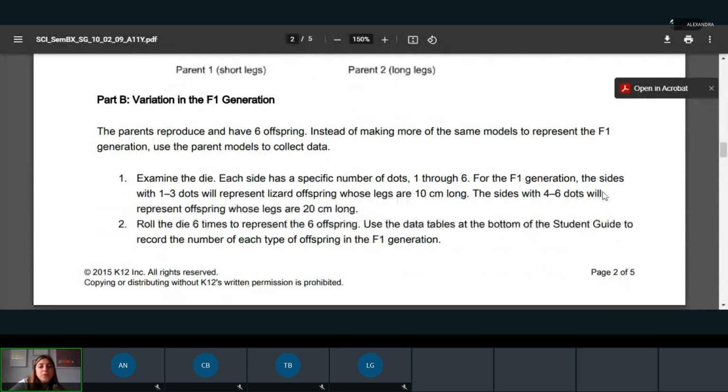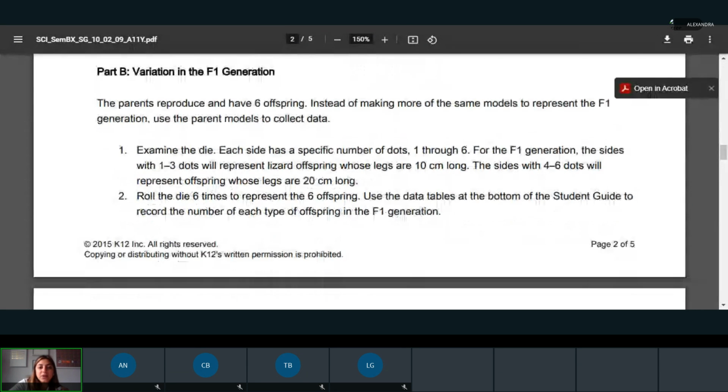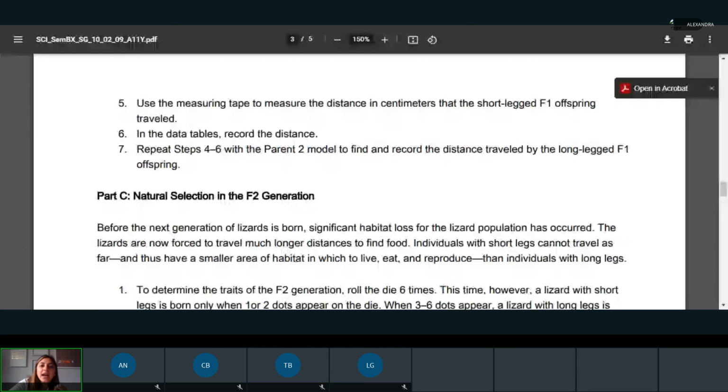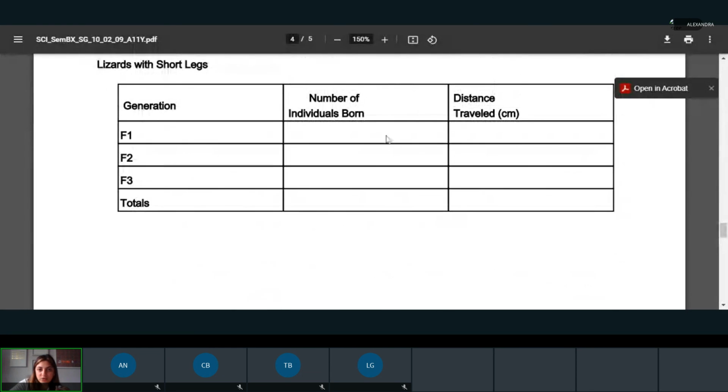And if it goes through 4 through 6, then that means that they're going to have an offspring with 20 centimeter legs, the longer legs. And you're just going to go ahead and write a tally in those for the number of individuals born. Okay, does that make sense?